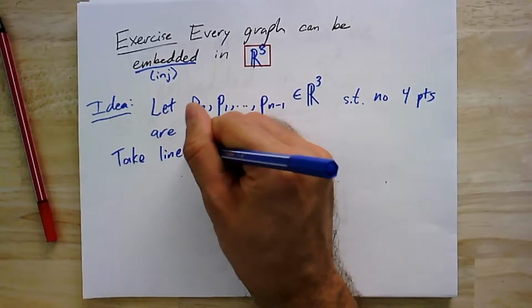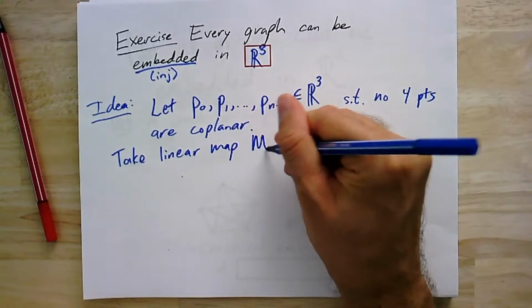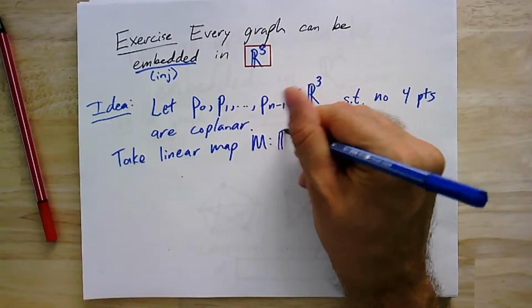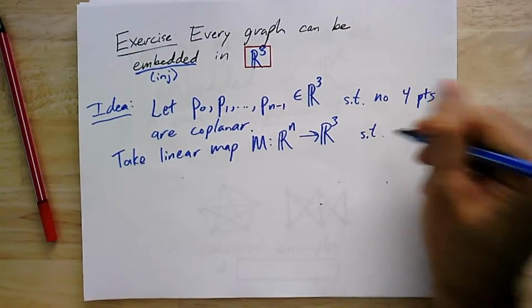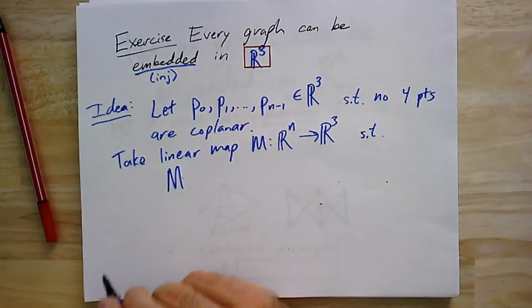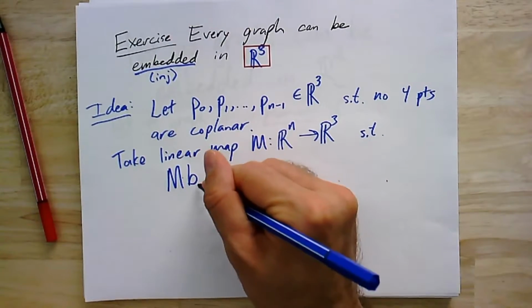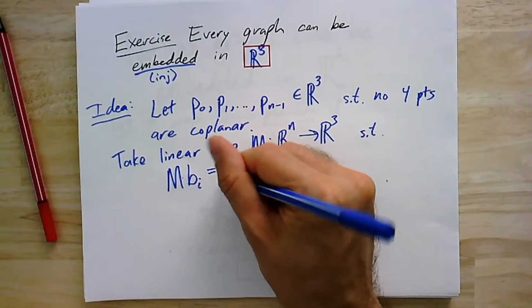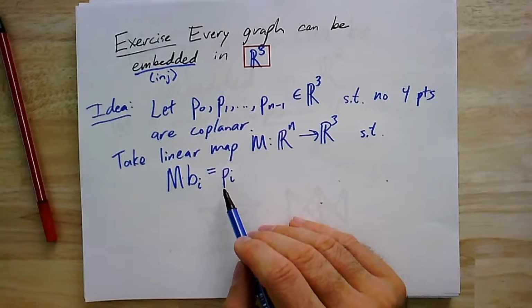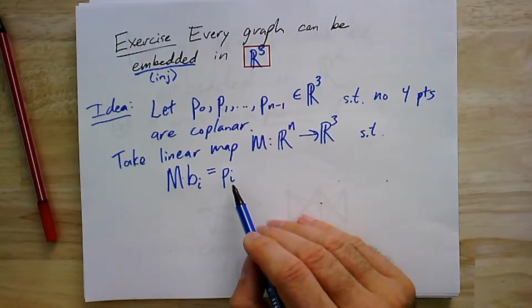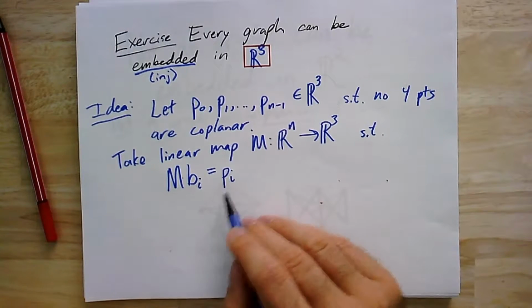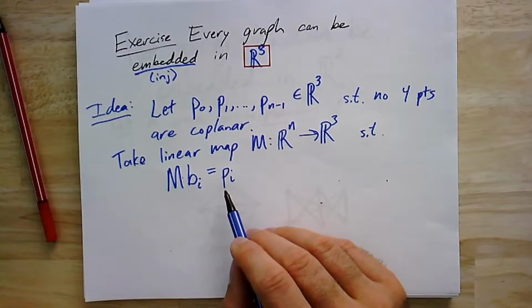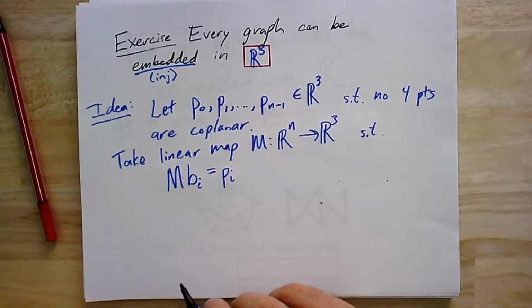It's going to be the linear map. Let's call it M. I'm going to represent it by a matrix, and it's going to be a mapping from Rn down into R3, such that the following happens: the linear map applied to the ith standard basis vector is just going to be equal to Pi. This in fact tells you how to write M. M will just have columns equal to the coordinates of the points, because it's going to be a 3 by n matrix, and each column is just going to be one of the points. The ith column will be the ith point.